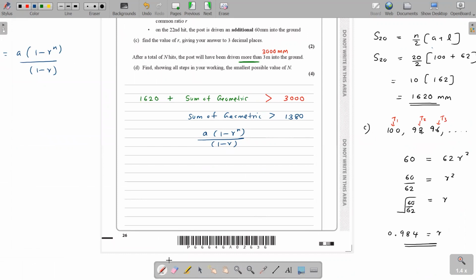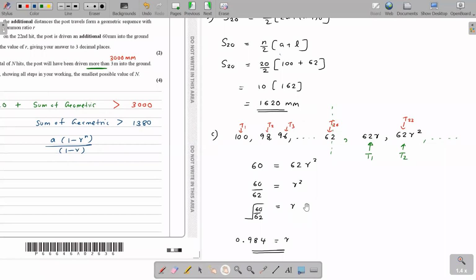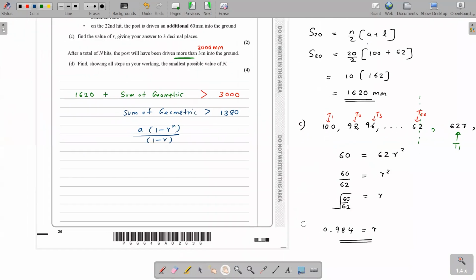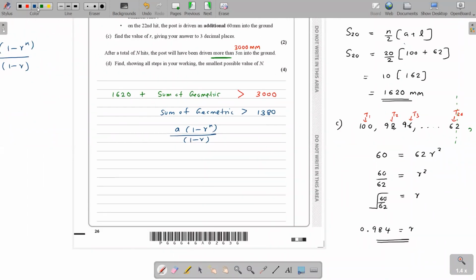Can you all make n the subject? So how do we make n the subject? A is, what's the first term in the geometric sequence? Who is the first term? Term 1 is 62r. Substitute 62r. 1 minus r to the power n over 1 minus r, greater than 1,380. Shall we input the r value? So we will need to get a decimal, right? Smallest possible value of n.